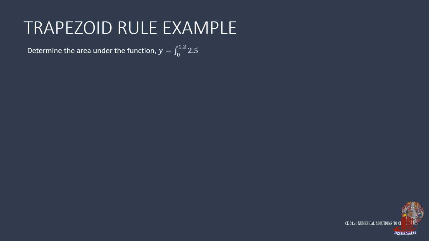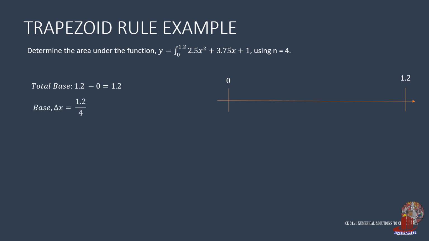The example using the midpoint rule is also analyzed through the trapezoid rule. The limits of the function provide the total base of the area, and the example shows 1.2 minus 0, which gives 1.2. With 4 intervals required, delta x is then 1.2 over 4, which is 0.3. So there are bases at 0.3, 0.6, and 0.9. Knowing the x locations of the bases, solve for the heights.